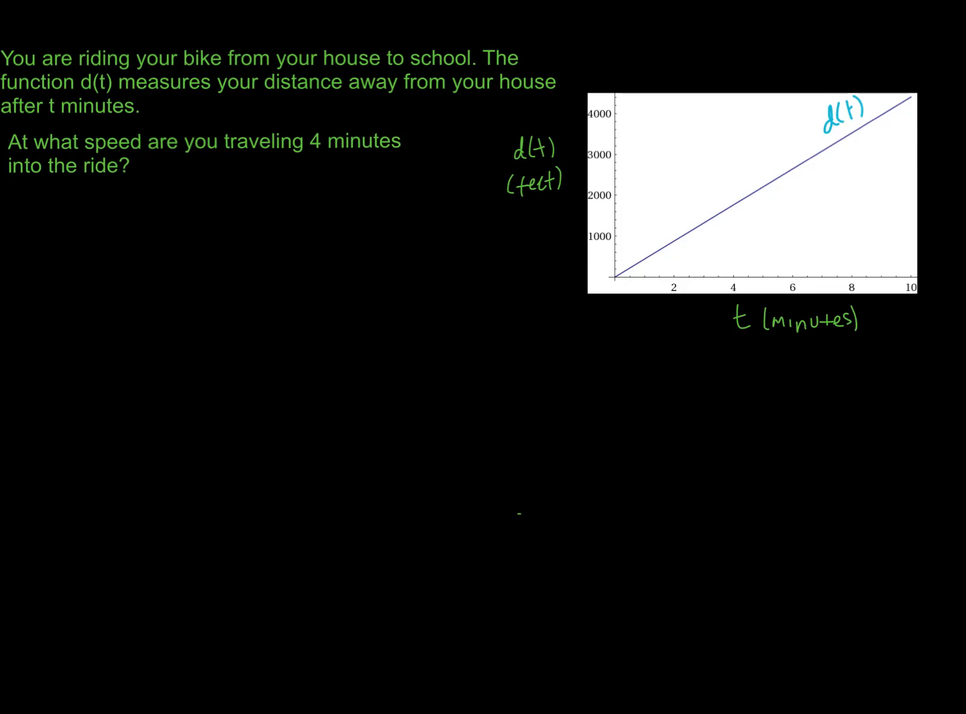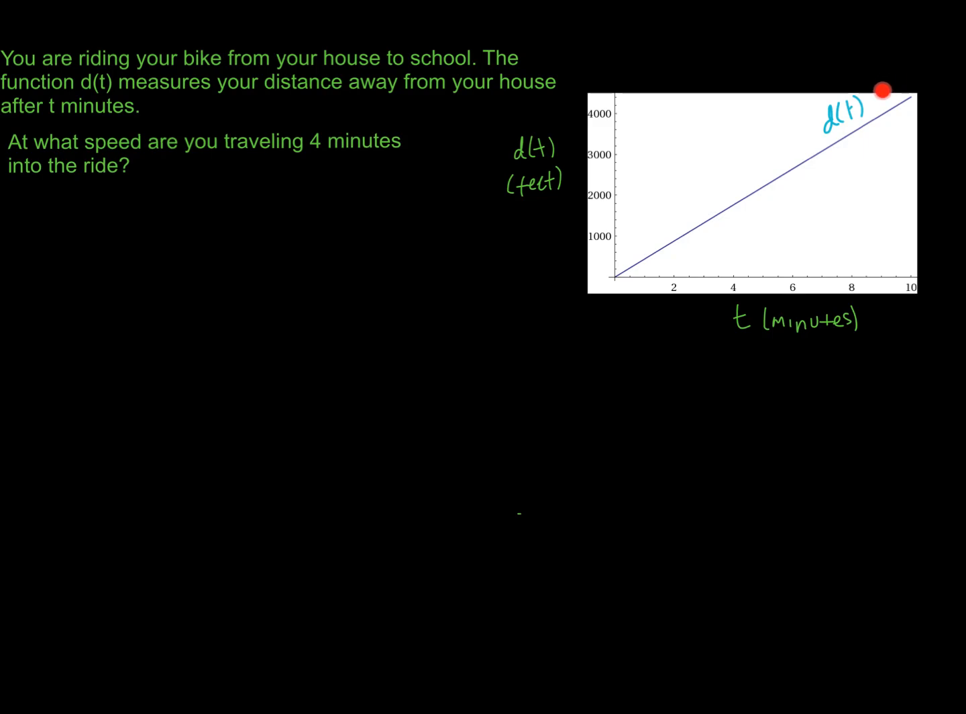So here we're trying to figure out what our speed is at 4 minutes into the ride. If you think about speed, speed is the distance that you're traveling within the time it takes to travel that distance. And in this situation, we notice that this is a straight line, so the speed is just the distance over time, or the slope of the line.